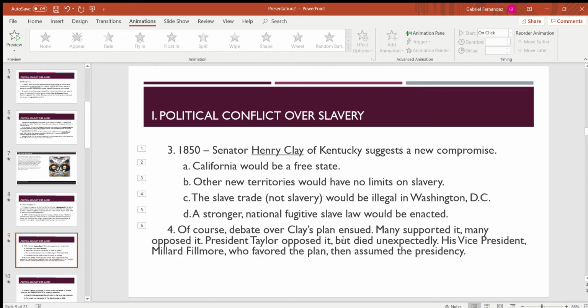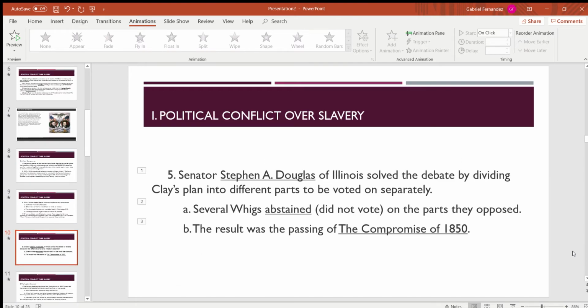Many supported it, many opposed it. President Taylor, who was president at the time, opposed it, but died unexpectedly. His vice president, Millard Fillmore, who favored the plan, then assumed the presidency, becoming the 13th president of the United States. Senator Stephen A. Douglas of Illinois solved the debate by dividing Clay's plan into different parts to be voted on separately, parts A, B, C, and D.